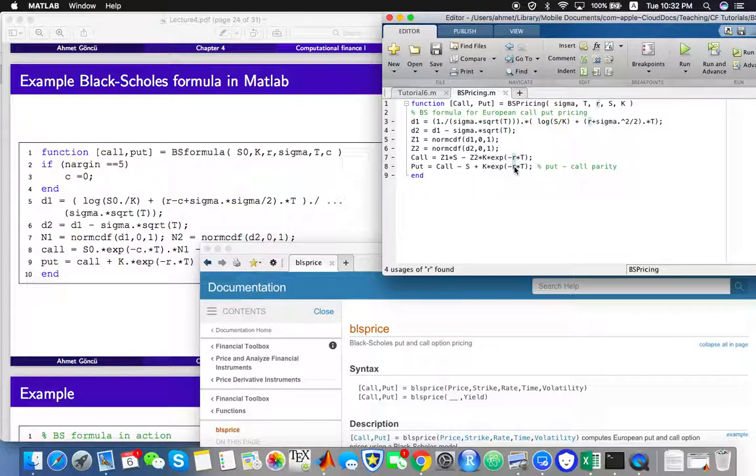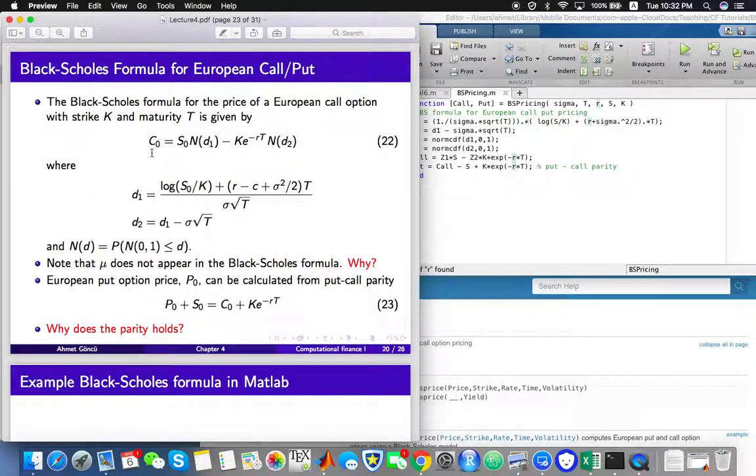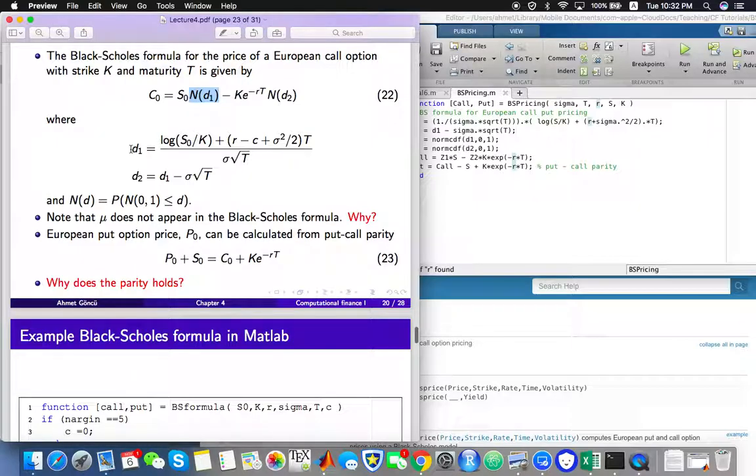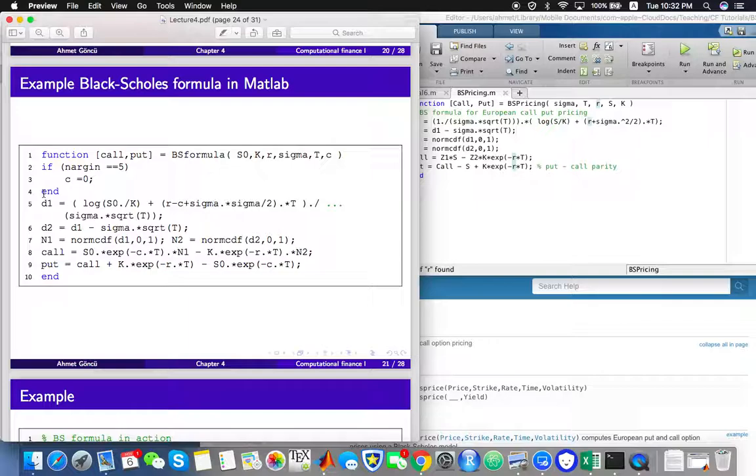And again, that's not very complicated. We can simply follow the theoretical formula given here. And notice that these N values are the cumulative distribution function of the standard normal evaluated at these D1 and D2 values. So first you can calculate D1 and D2, and then you can evaluate the normal CDF function, as you can notice here. And finally, I use the put-call parity to calculate also the put option price.